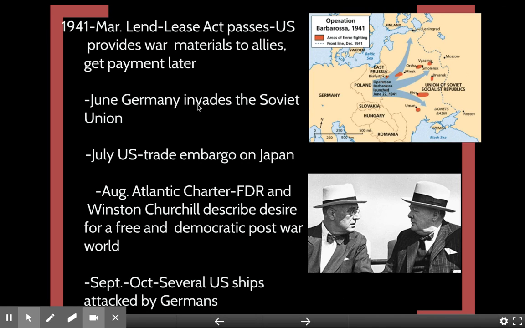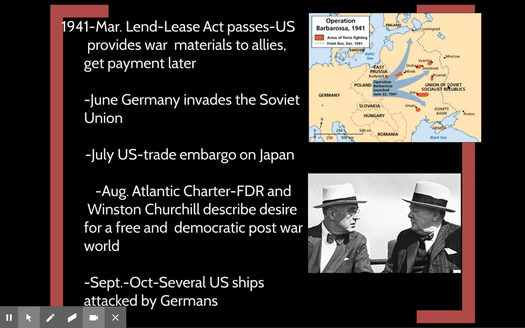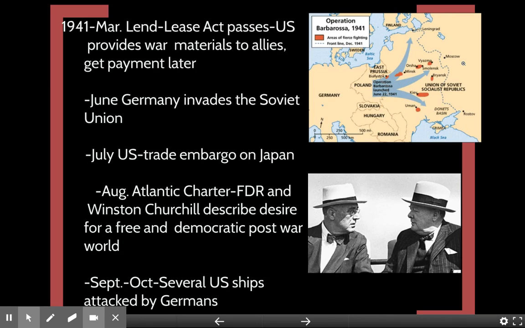Okay, June, Germany is going to invade the Soviet Union. This is called Operation Barbarossa. So remember, Germany took part of Poland, and now they're going to expand from Poland into the Soviet Union. Remember, Germany signed an agreement with the Soviet Union, the non-aggression pact, saying we're not going to mess with you. That was a lie. They knew that they were going to attack the Soviet Union. They just wanted the Soviet Union to stay over here and not mess with them until they were ready.